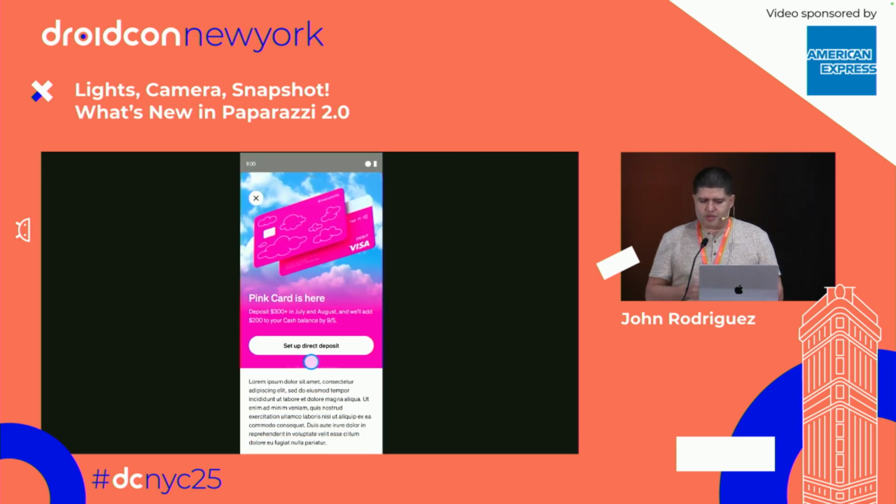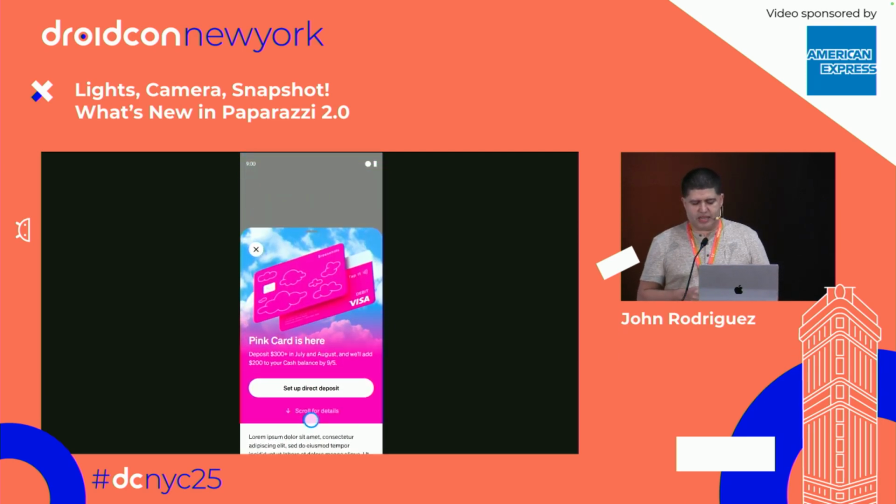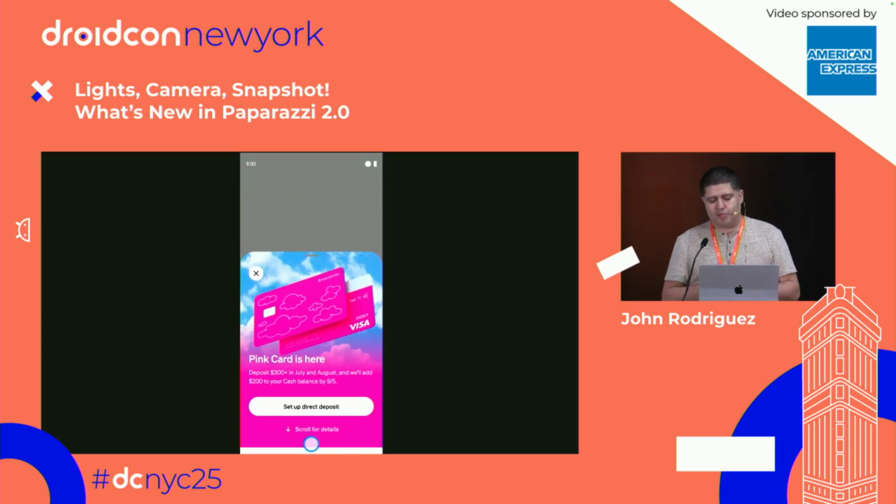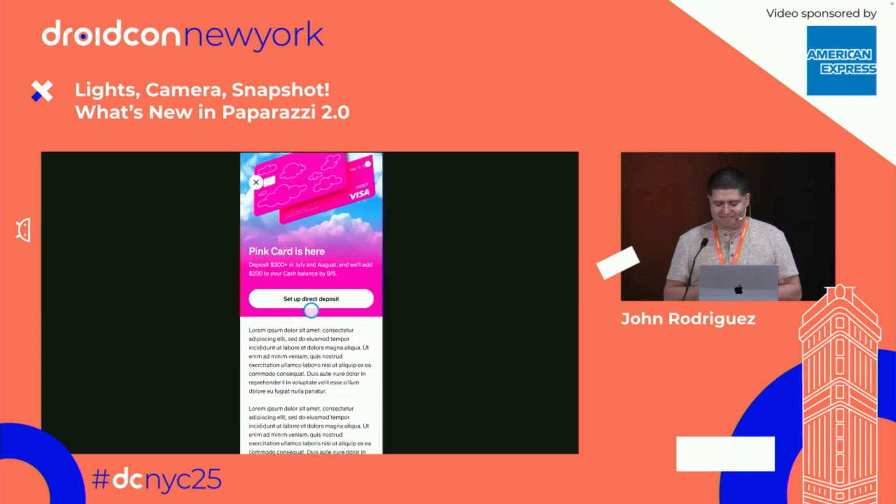And other ideas that we were thinking about is basically being able to do view transitions. It's like, what if, just what if, Paparazzi could replace Espresso? Let's just leave it at that.